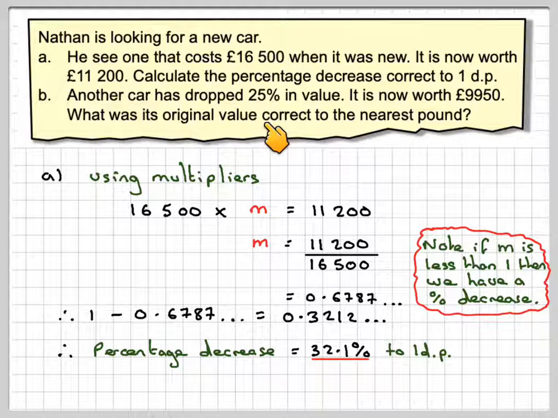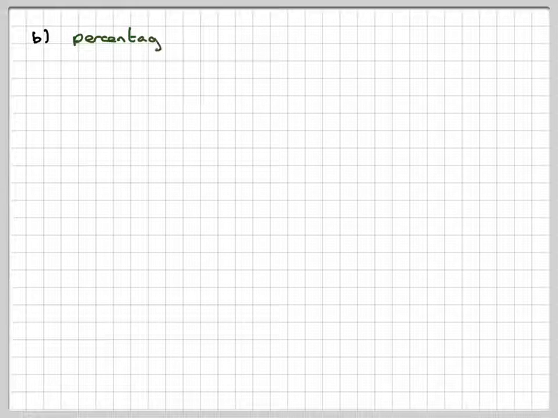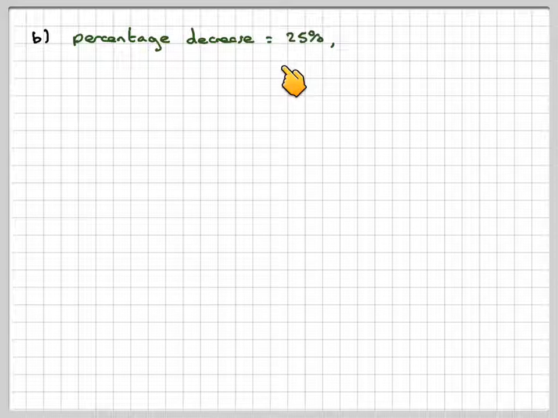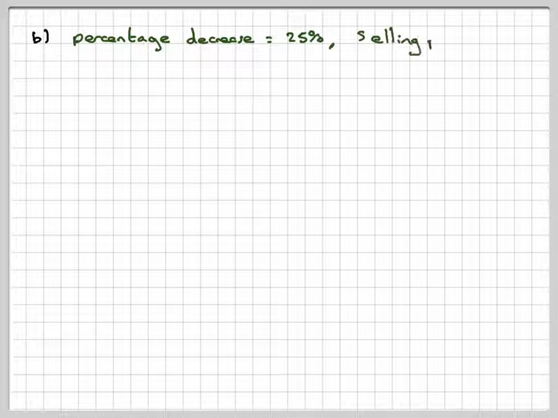Another car has dropped 25% in value. It is now worth £9,950. What was its original value correct to the nearest pound? So, again using multipliers, a percentage decrease of 25% and a selling price of £9,950.